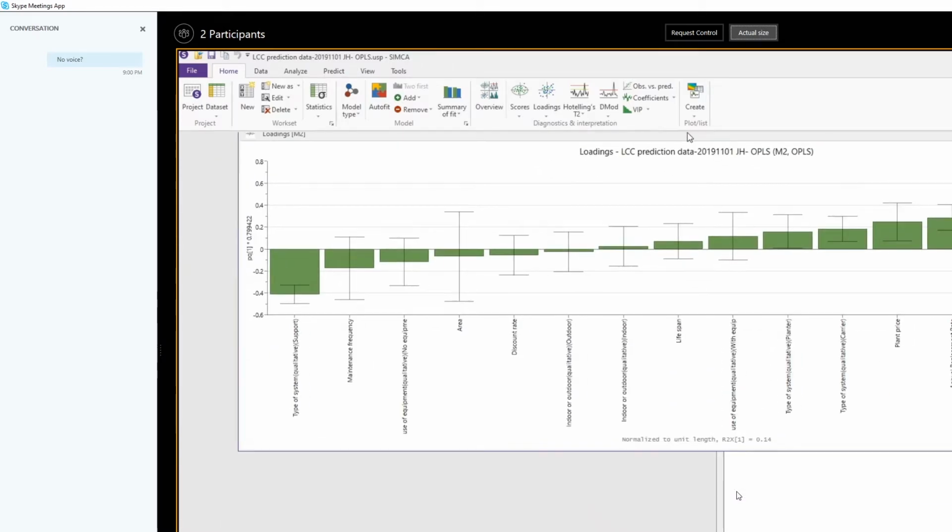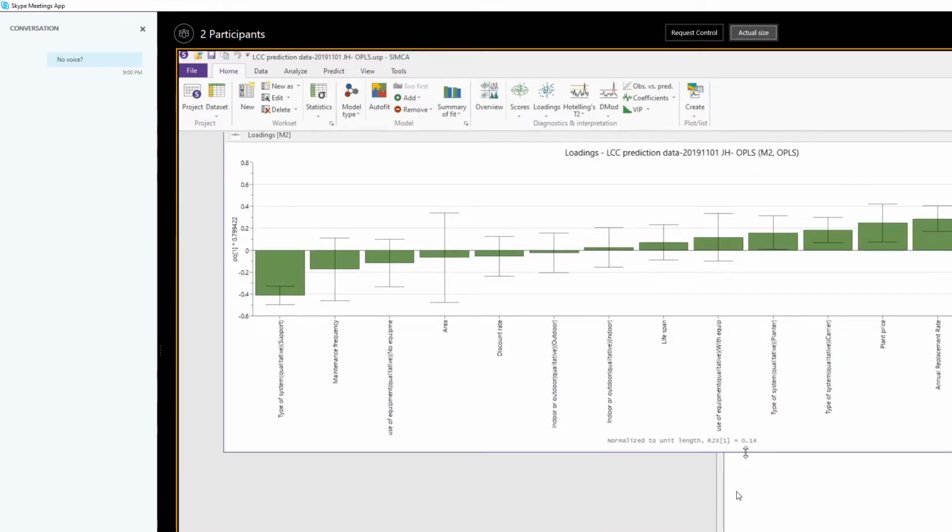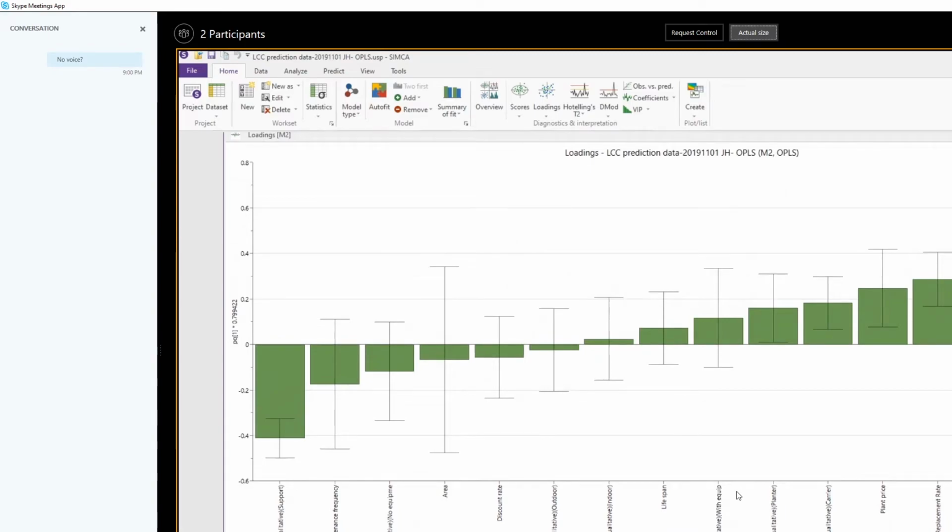So when we look at these plots, the way you need to look at them is you need to consider two things with them. The first is the size of the bar overall. The size of the bar overall tells you how much of a contribution this parameter has to y. So the bigger the bar, the bigger the contribution it has.